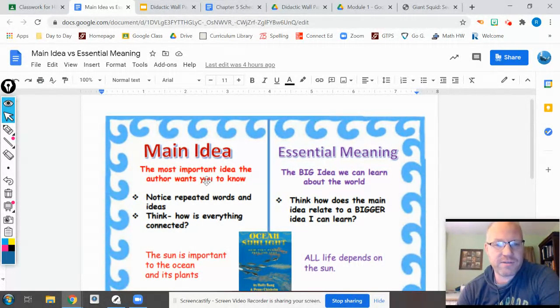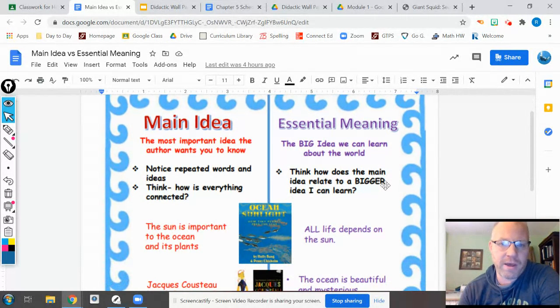So the main idea is described as the most important idea the author wants you to know. So the main idea, and it says idea, the main idea is the most important idea that the writer of the book wants you to know. The essential meaning is the big idea we can learn about the world. So what can we learn about the world? What knowledge are we going to take? Not just the idea the author wants us to know, but the worldly knowledge that we're gaining from reading this.